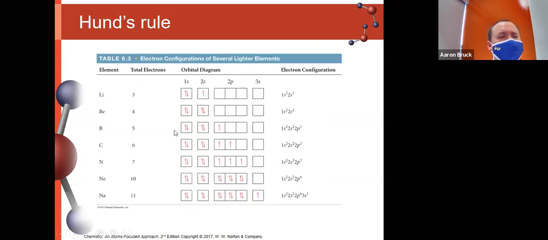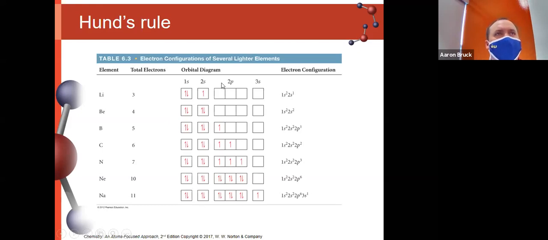As an illustration of Hund's rule, we get into something here called orbital notation. Orbital notation breaks each sublevel into its representative number of orbitals. So the S sublevel only has one orbital, so we just see it depicted as a single box or a single line.